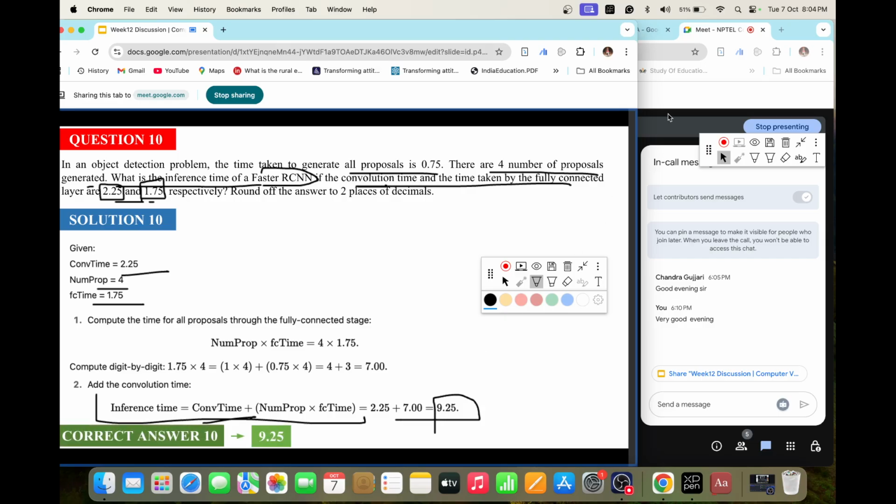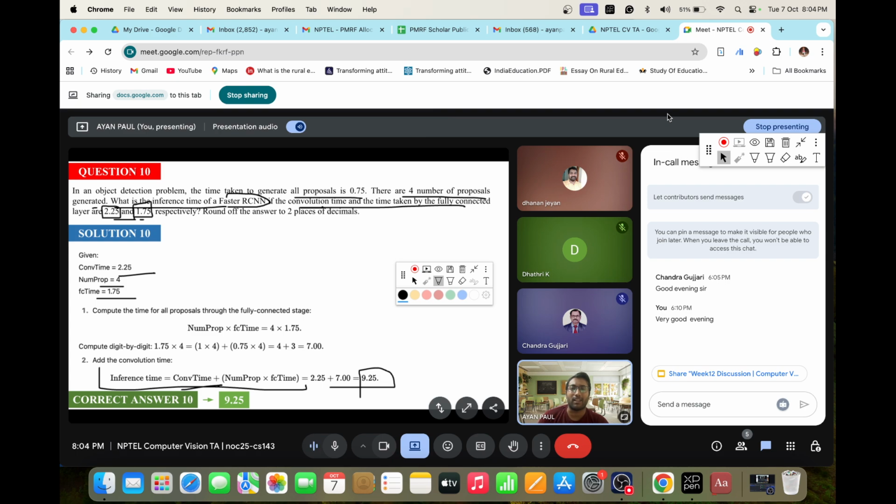So again it is a total formula-based question. Just put in the formula and get the answer. Just remember, if it is just RCNN, then you have to multiply the number of proposals into your convolution time also. That you have to keep in mind. So this is regarding the entire session.